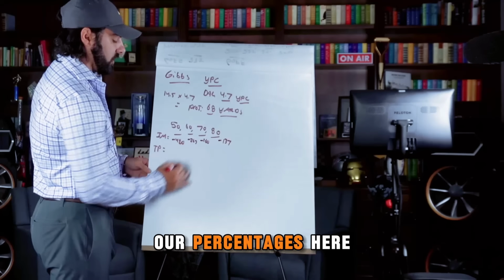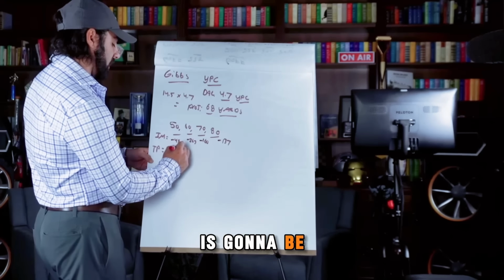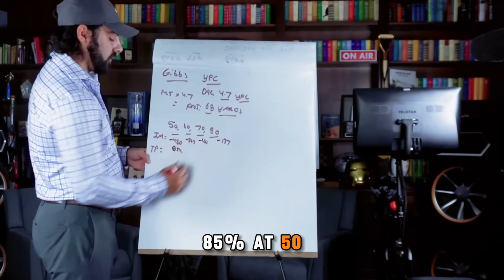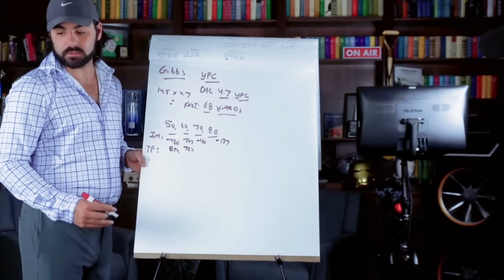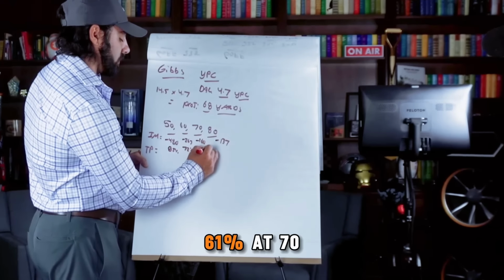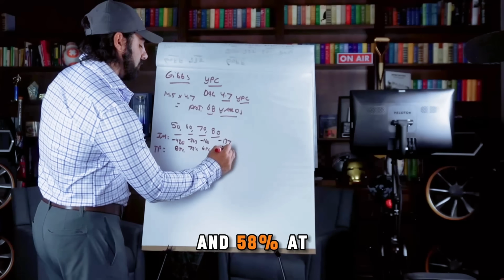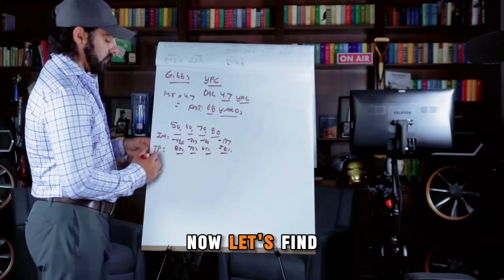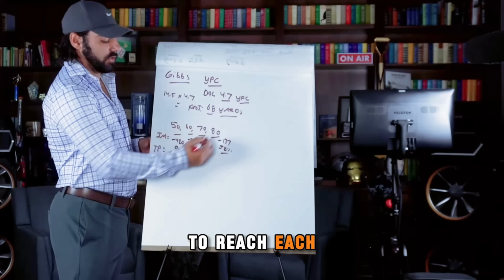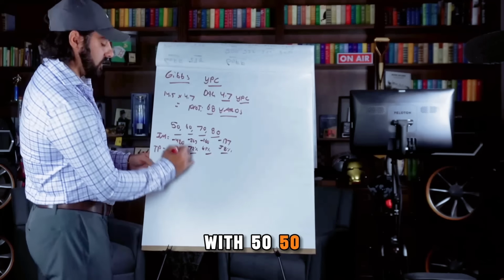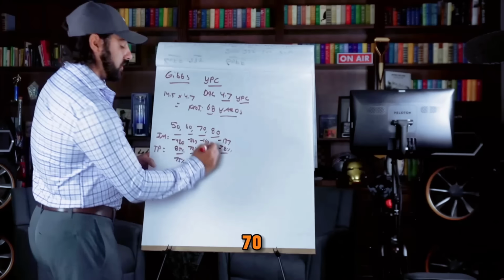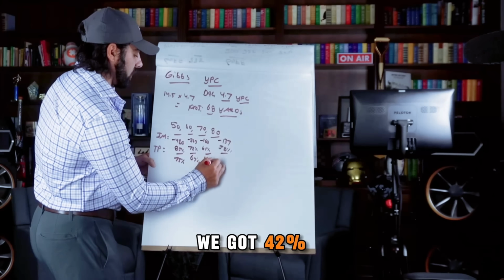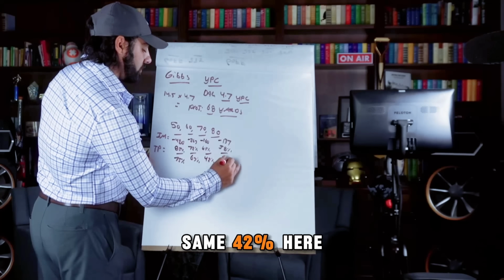So let's get our percentages here. Our implied percentage is going to be 85% at 50, 72% at 60, 61% at 70, and 58% at 80. Now let's find his true probability to reach each of these numbers. So let's start with 50. At 50, we got 75%. At 60, we got 67%. At 70, we got 42%. And then at 80, we got the same, 42% here.